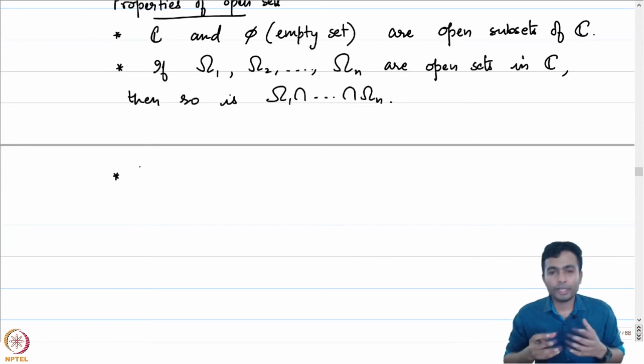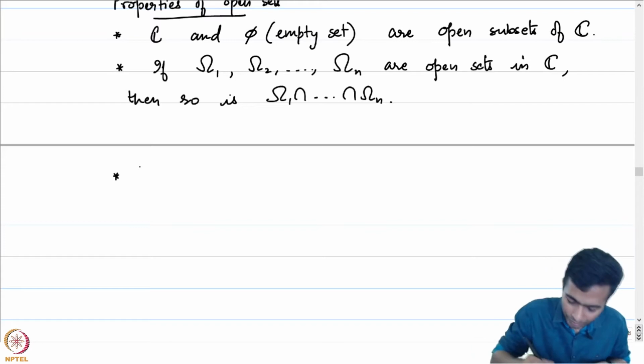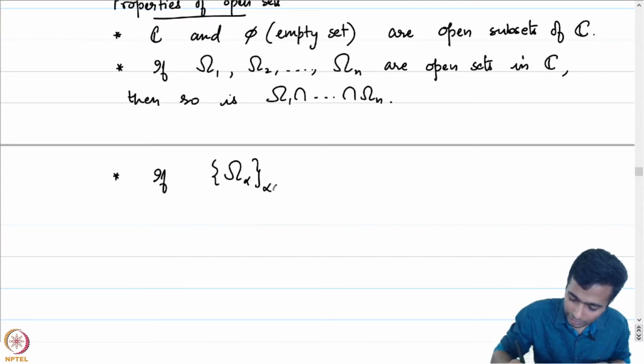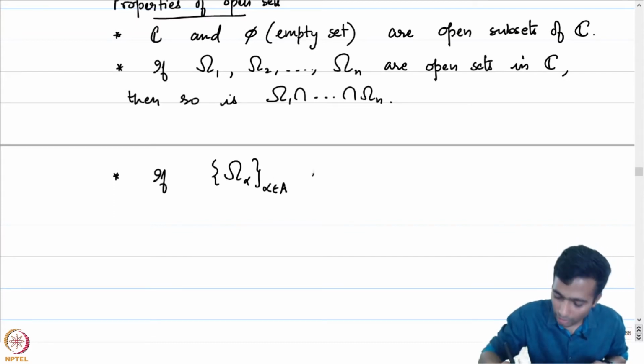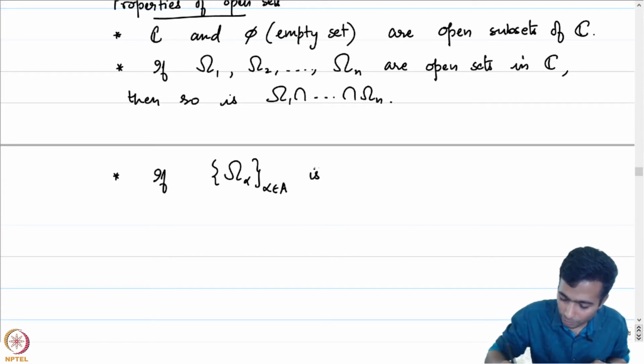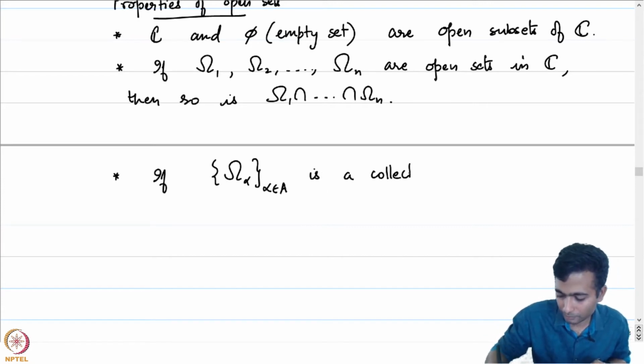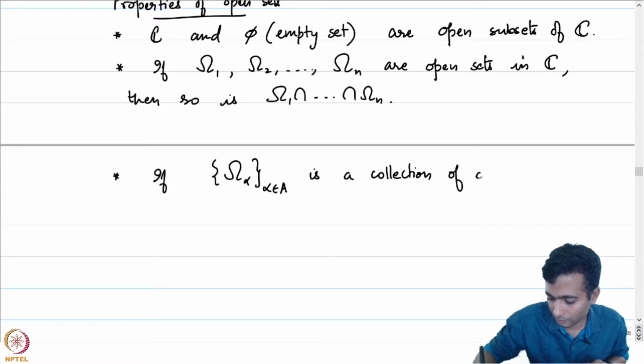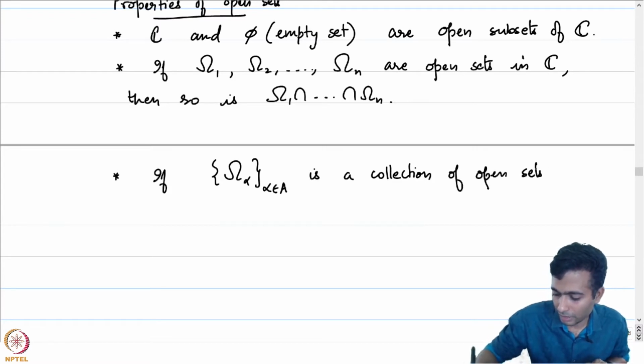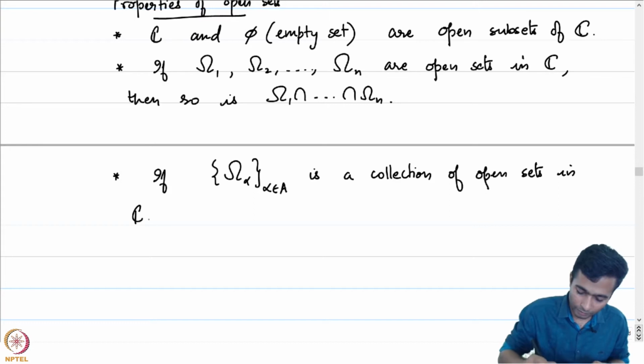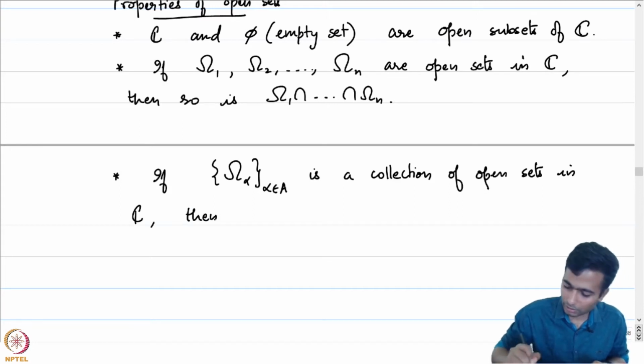And finally, any arbitrary union of open sets will again be an open set. So if omega alpha, where alpha is indexed by some arbitrary set, is a collection of open sets in C, then the union of omega alpha is open in C.